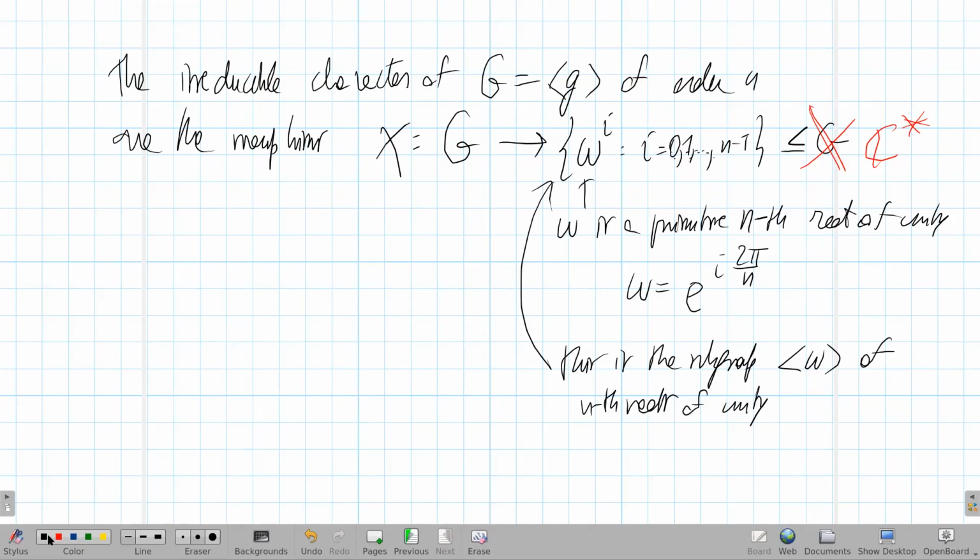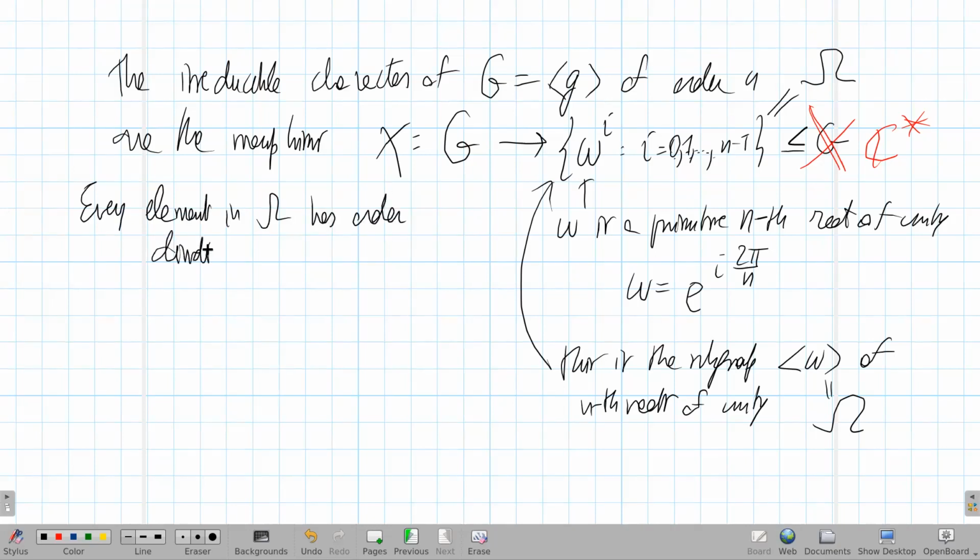And so now it's very simple, because every element here in this group, which we call capital Omega, every element in Omega has order dividing n. Of course, the elements here need not all have order n. For instance, there's the identity 1 here, which has order 1. But for instance, if n is 4, a primitive fourth root of unity is, for instance, i, the imaginary unit. Its square is -1, which has order 2. So they need not all have order n, but they definitely have order dividing n, because if you raise them to the n, you get 1.